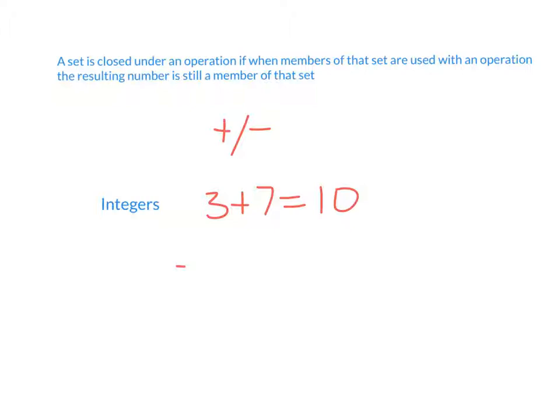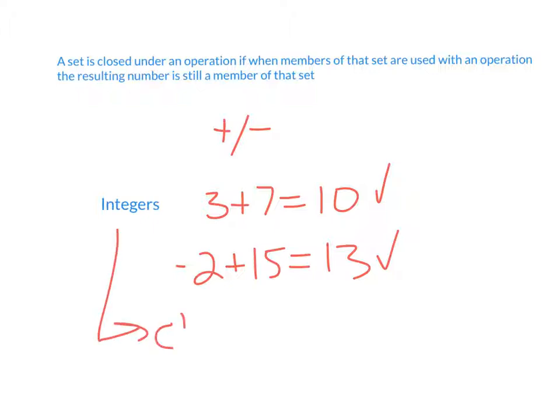So, just think of a couple examples here. Is there any way that we can pick two integers, add them together, and not get an integer? And so the answer is no. Every time you do that, you get an integer. So integers are closed under addition.